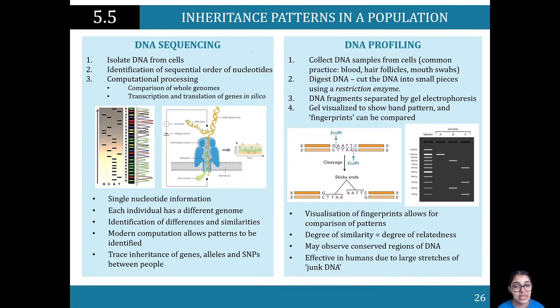We digest that DNA. So basically what we're doing is, once we get that, we're going to cut up the DNA into small pieces using what we call a restriction enzyme, and that restriction enzyme will cut DNA in specific places where we want it to cut, and then once that happens, we are going to put it in this machine called gel electrophoresis.